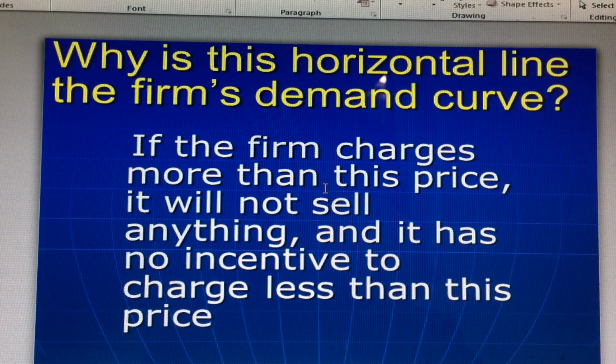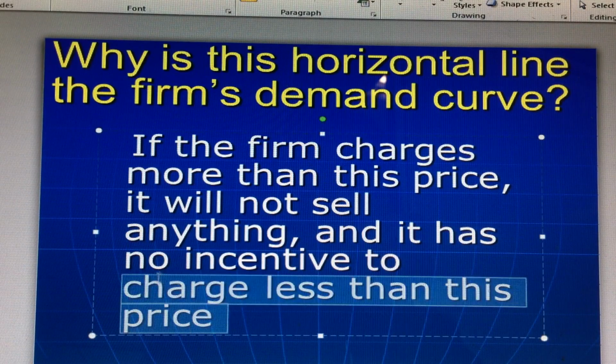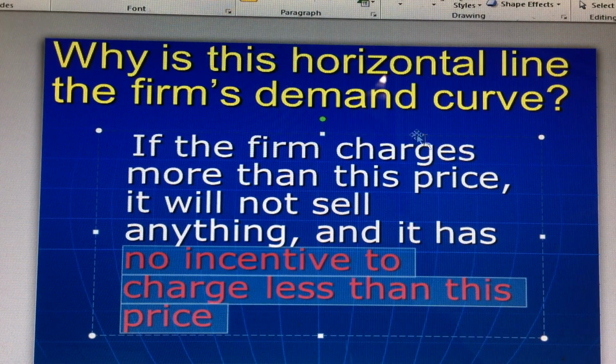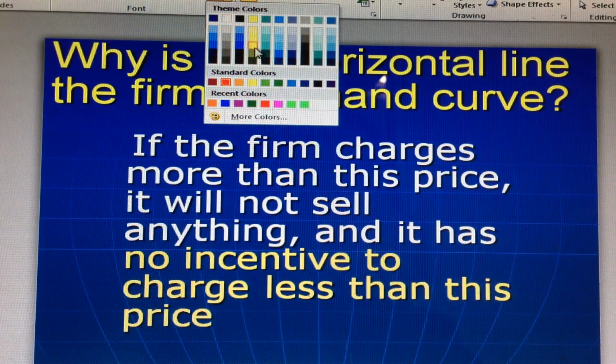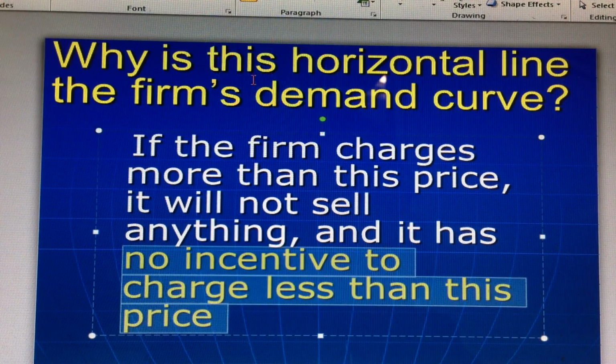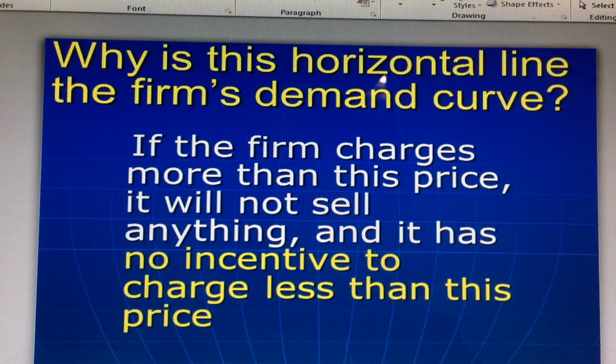So remember, there won't be any incentive to charge lower. A lot of people miss out this point. They keep on thinking we can charge lower to get more volume. No. You already making zero economic profit. Any lower, you're making economic loss. So that doesn't make sense. Alright, this is the minimum you should stay in the business.